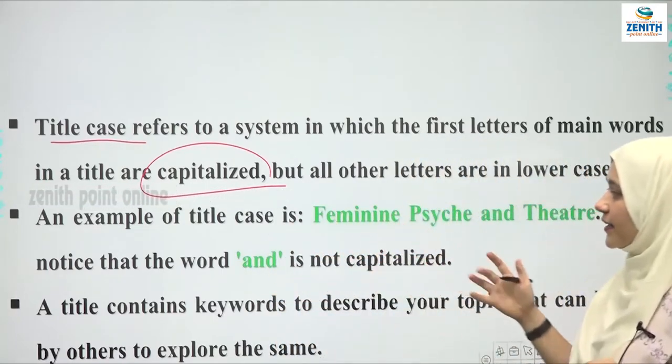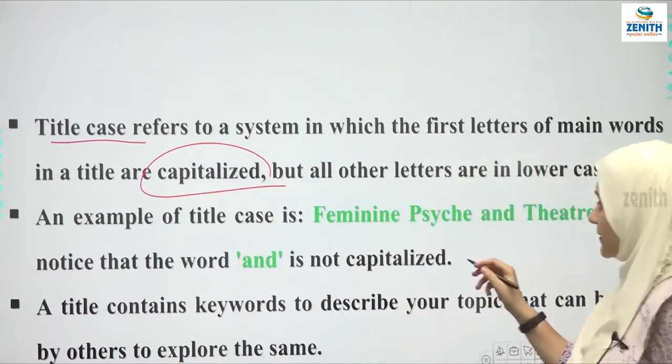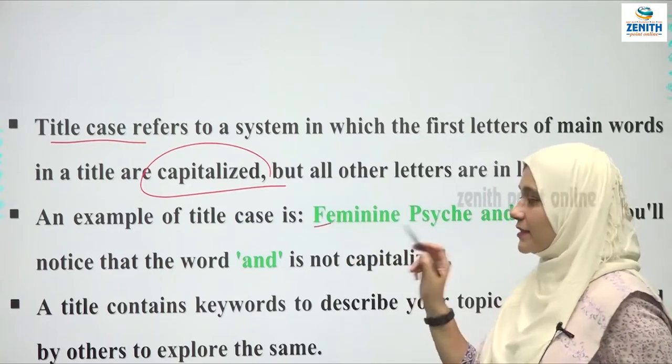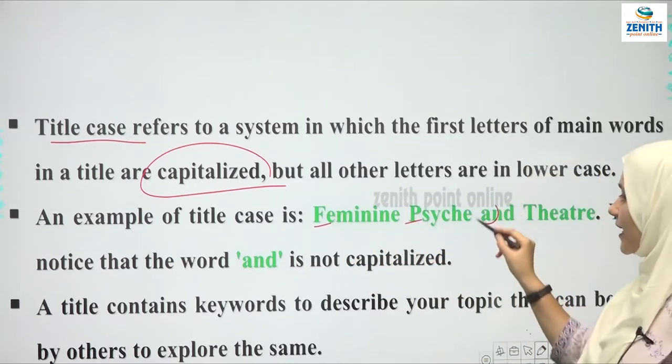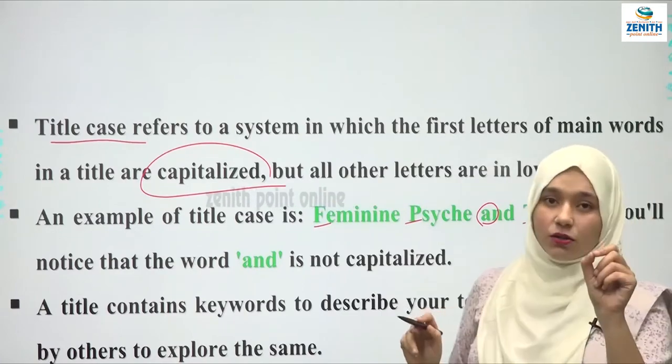An example of title case, so this concept of title case can be understood by this example: Feminine Psyche and Theatre. So see, F is capital, P capital, but A is not capital in "and", and theatre's T is also capital.